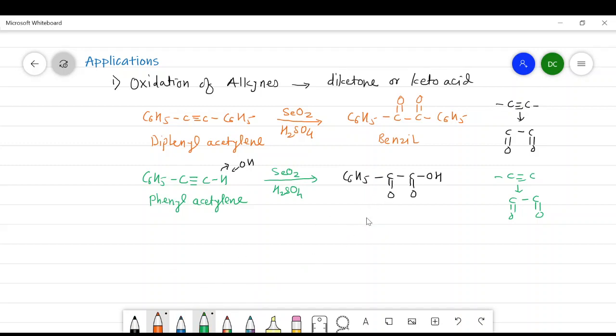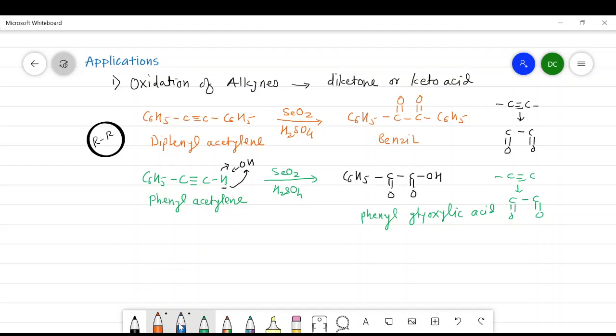Name of this acid is phenylglyoxylic acid. In this way, carbon triple bond carbon is always converted into C double bond O, C double bond O, and if there is a hydrogen it is converted into OH, and if there are alkyl groups on both sides they remain as they are. In this way, oxidation of alkyne either gives a diketone or a keto acid, which depends upon the structure of the alkyne. Internal alkyne gives diketone and terminal alkyne gives a keto acid.